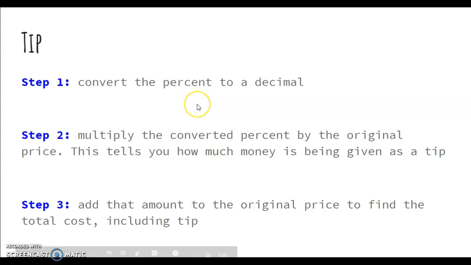For tip, again, you convert the percent to a decimal by moving the decimal to the left 2 spots, and then you multiply the converted percent by the original price. This tells you how much is being given as a tip. In step 3, you add that amount to the original price to find the total cost, including tip.